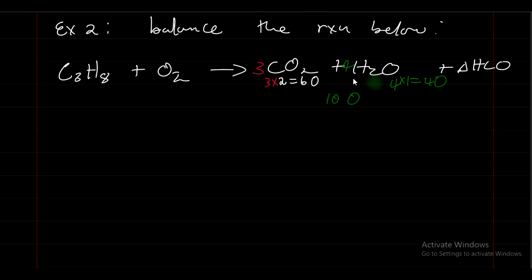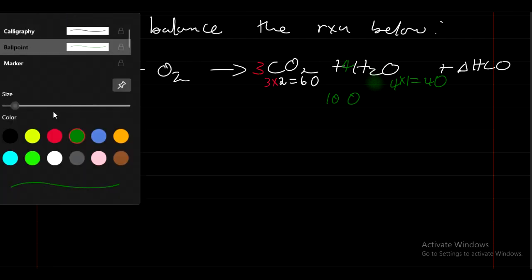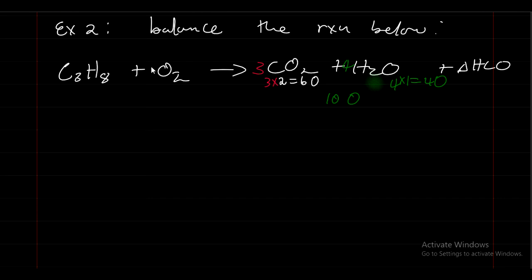10 on the right, and here I must have 10 as well. Let's put blue. No, it's purple. So I must put 5 here. Now I have 5 times 2, which is 10. Even in here I have 3 times 2, which is 6, plus 4 times 1, which is 10. So I have 10 on the right, 10 on the left. I have 10 oxygens.